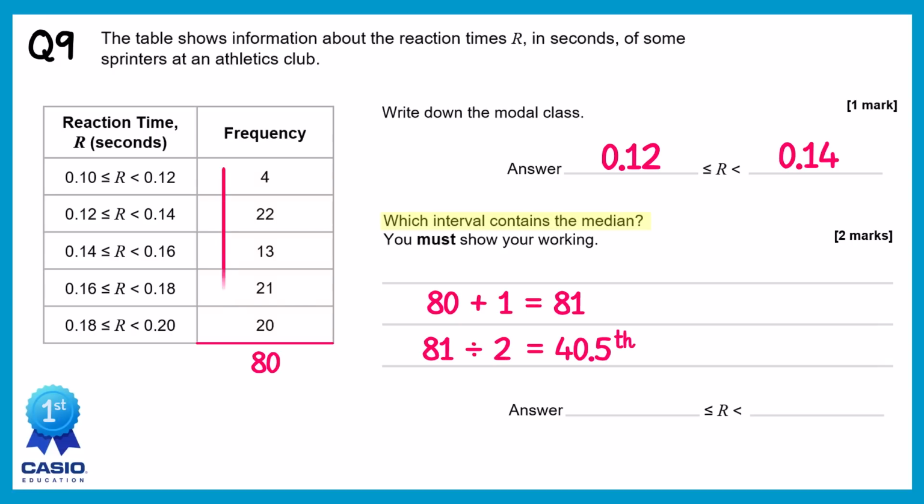So we just need to look down the frequencies here and keep counting on until we hit 40.5. The first group has 4 sprinters. If we include all of the next group, we've now got 26 sprinters, since 4 plus 22 is 26. If we add in the next group, we need to add 13 onto this, which is 39, so we're nearly at the 40.5th, but not quite. But if we add on the next group, we go all the way to 60. So we must have passed the 40.5th reaction time here, so it must be in this group, which is between 0.16 and 0.18.